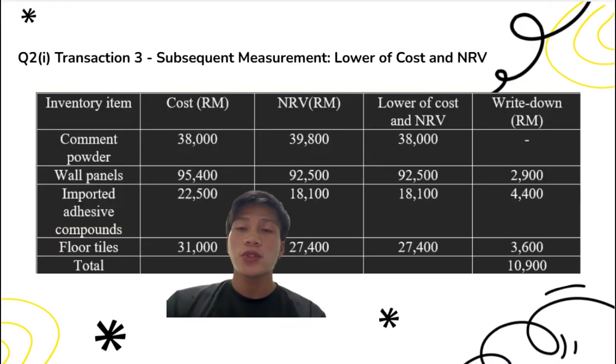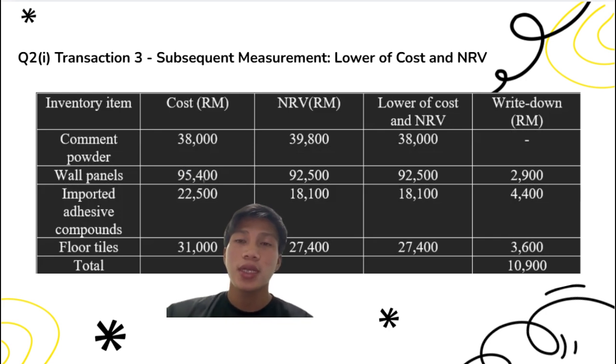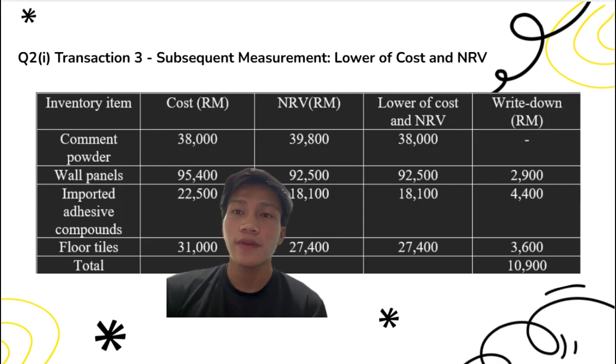So for question number 2, the first thing is we have to calculate the NRV, where the formula is estimated selling price minus estimated selling cost. For example, for cement powder, it is 41,000 minus 1,200, and we got the NRV, which is 39,800, and the same method was applied to all inventory items. After calculating the NRV, we compare the cost and NRV of each inventory item. According to MFRS 102, inventory must be measured at the lower of cost and NRV.